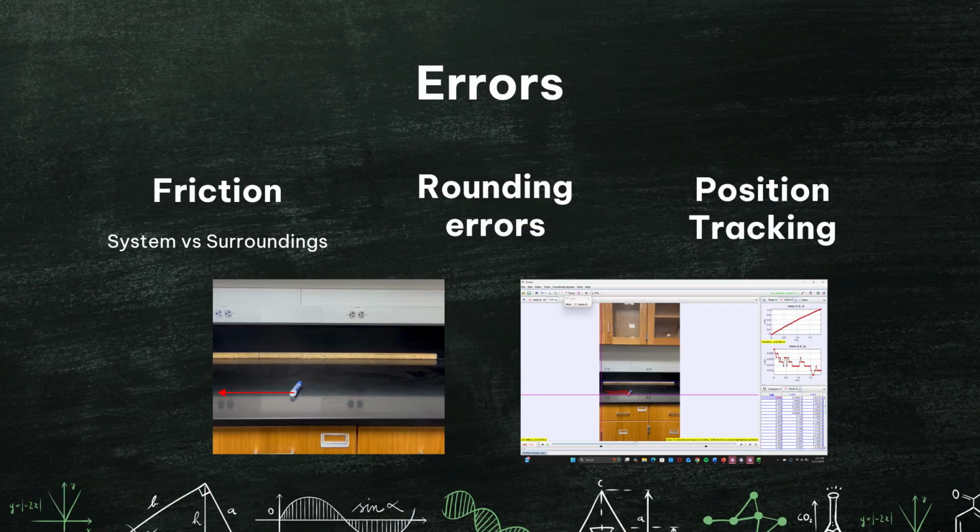I started to mention this on the previous slide, but here are the errors that could have affected the data. First is friction and air resistance. These are the surroundings, as we mentioned towards the start of the slide. The table and air molecules slow it down. Rounding errors are also common in any experiment, so those need to be accounted for. But a very likely error for any inconsistencies is the position tracking in the Tracker data.